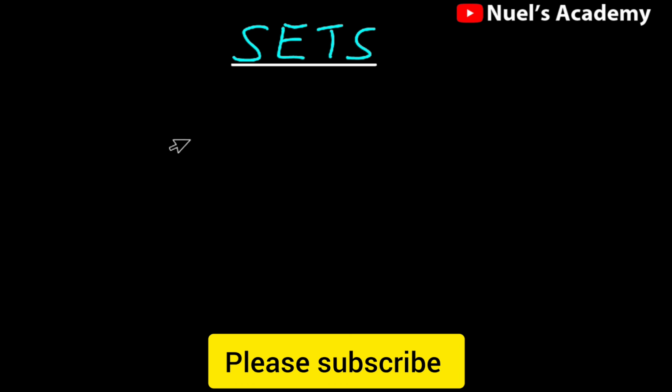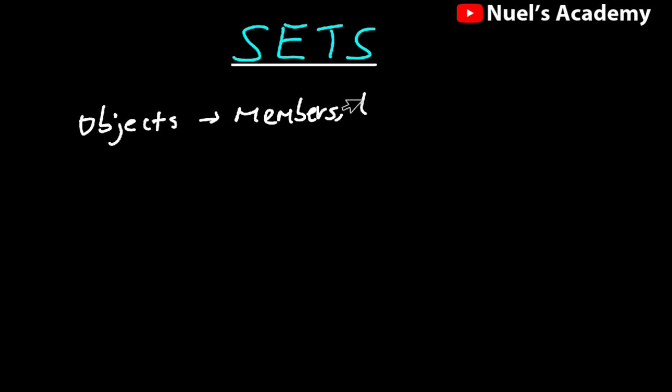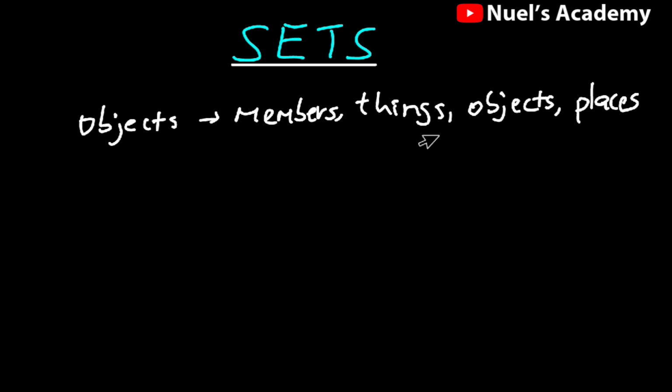In this video, we're going to be discussing sets and its properties. So what is a set? A set is simply a collection of well-defined objects. And when I mean objects, there can be members, there can be things or objects, and then there can be places, and there can as well be human beings, right?